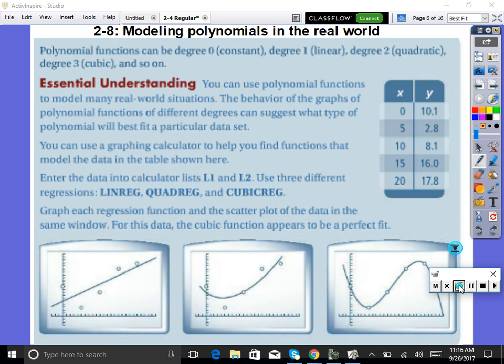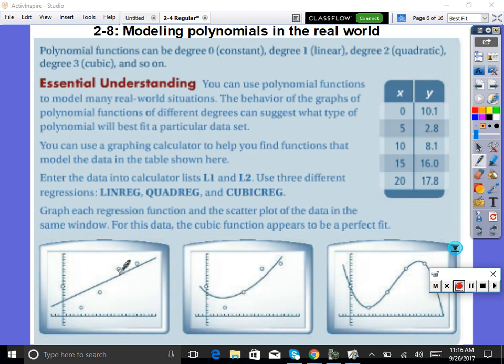So everybody look right here. We have some xy points. Do you see how I have 0, 10.1? Look, I've graphed those points down here. So over 0 up 10.1. Then I'm over 5 up 2.8. I'm over 10 up 8.1, and so on. Do you see how I plotted those points?